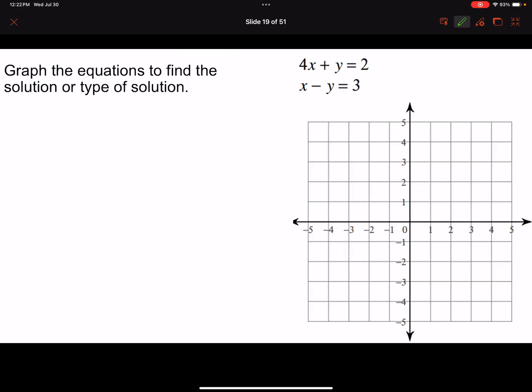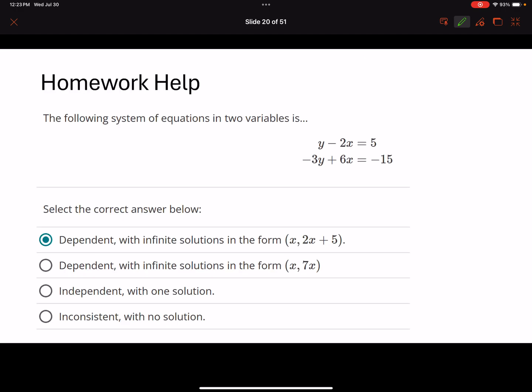There's another practice problem for you to do. It's the same kind of thing. You're going to change from standard form to slope-intercept and graph. For the sake of the length of this video, I'm not going to do that. This is going to come up in your homework. I purposely screenshotted this to help you all.